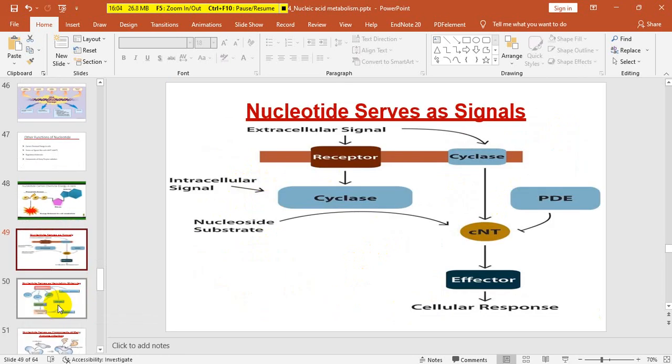Nucleotides also serve as signals. Like I was saying, cyclic AMP. If you have an extracellular signal, it gets onto a receptor, and the receptor uses cyclase, a nucleotide substrate, producing cyclic AMP, which acts as a nuclear response element, going back to the nucleus to affect genes that will produce a cellular response. These are complex. Later we will be doing signal transduction as you follow through with your career.